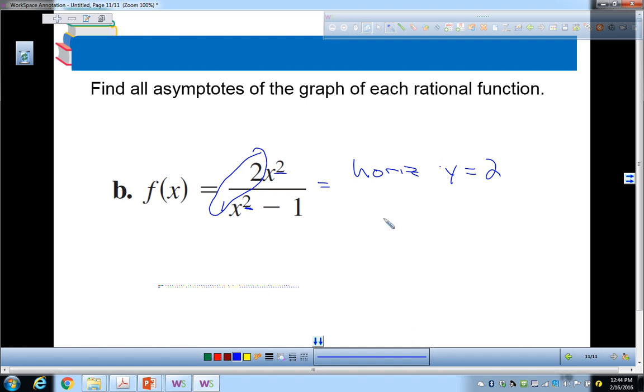How about the vertical asymptote? 1. Ah, very good, Chloe. How did you get that? You're right. You just guessed. Really, what you need to do is factor the bottom. Okay? What does that factor to?